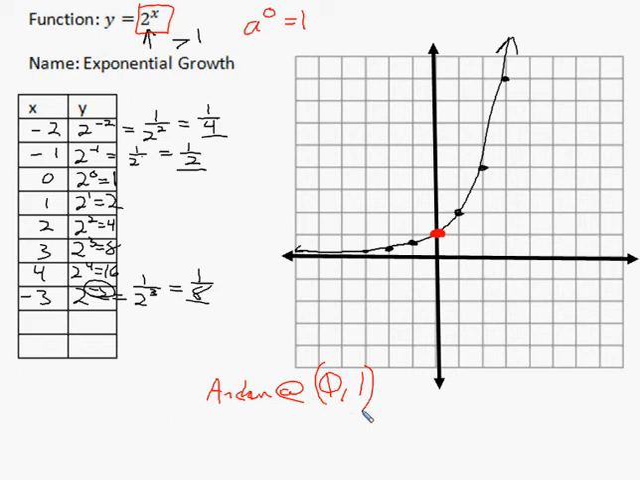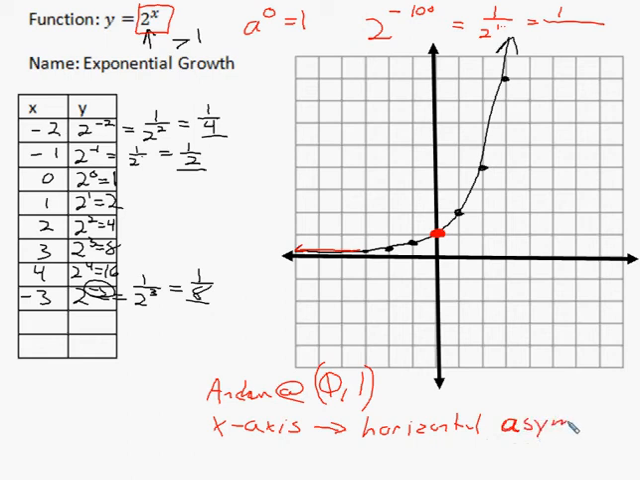We have another special thing here. Notice that as we get lower and lower, this thing is never going to touch the x-axis, because even if we put a really negative number in there, 2 to the negative 100, we're going to have 1 over 2 to the 100th power. I don't know what that's equal to, but it's very large, but it still isn't negative, and it still isn't 0. So the x-axis is called a horizontal asymptote. So a new word for you. So this asymptote is a line that a graph keeps getting closer and closer to, and it doesn't cross over, or it doesn't reach it.